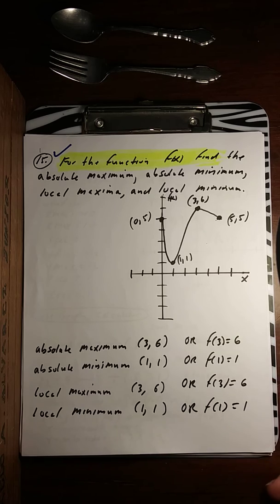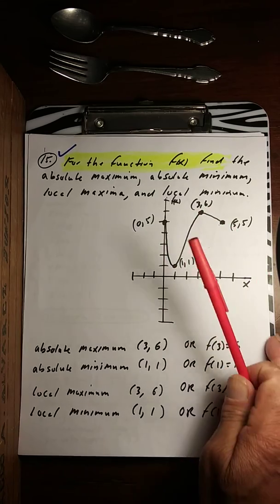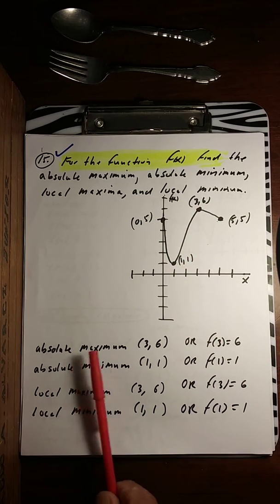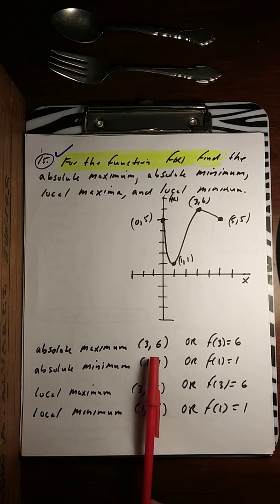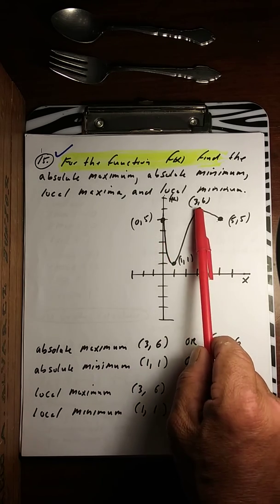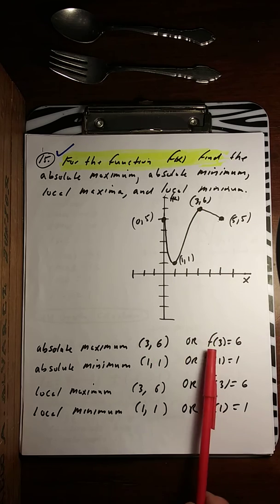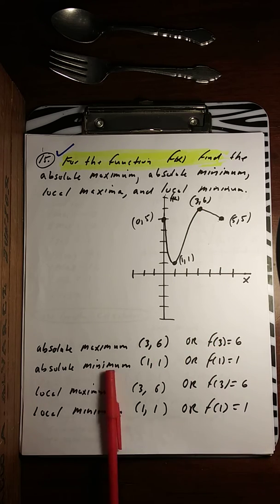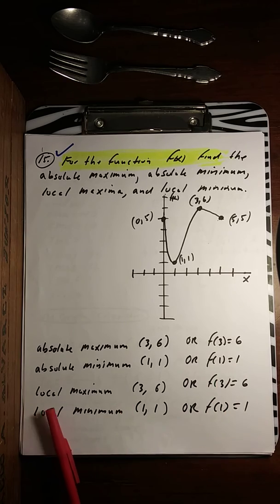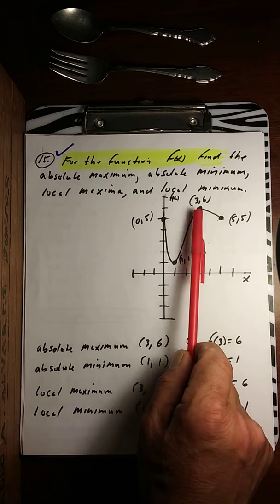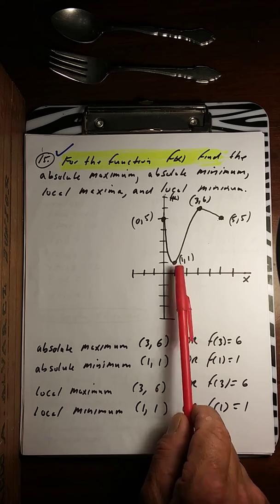For the function f of x, find the absolute max, min, local max, local min. All right, so there's our graph. The absolute maximum is going to be (3, 6) right there. That's the highest part of the graph, or f of 3 is 6. Absolute minimum, the lowest part right there, it's going to be (1, 1), or f of 1 is 1. Local maximum, (3, 6). And the local minimum is (1, 1).